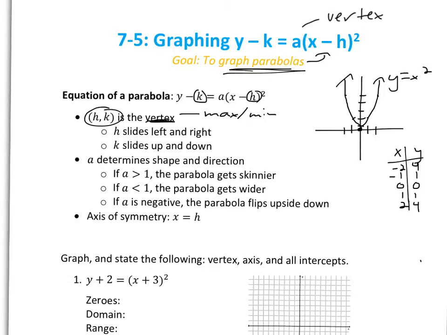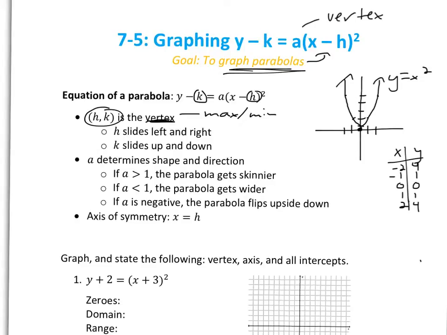Now, what the vertex does, that h and k, when you add an h or a k to this, h is going to slide you left and right. You're actually going to slide the opposite direction that you think, because it's really important to see that h is going to be the opposite of what you see in the equation. Because in the formula it's minus h, and in the formula it's minus k. So h and k are actually going to be the opposite of whatever you find in your formula. It's really important. And that's going to slide you left and right and up and down.